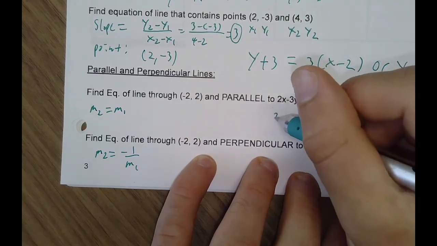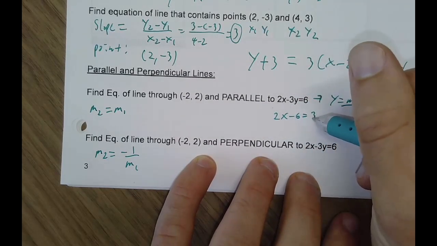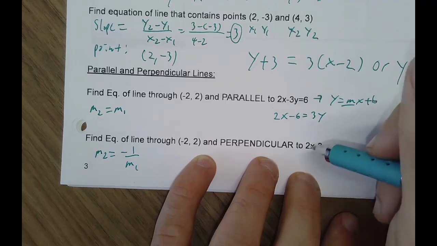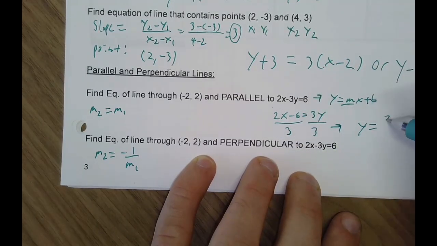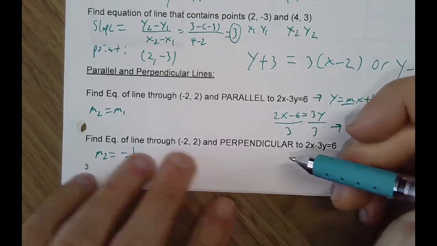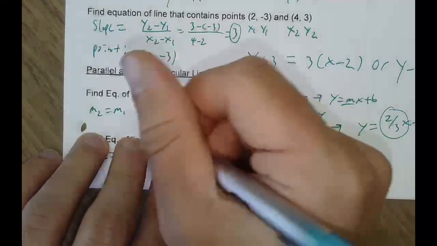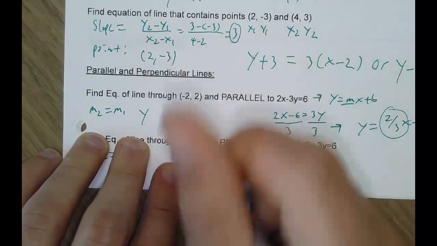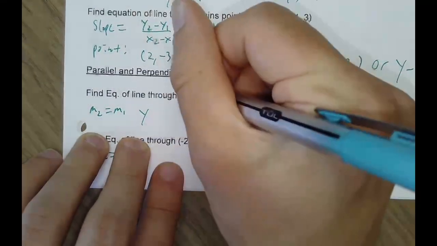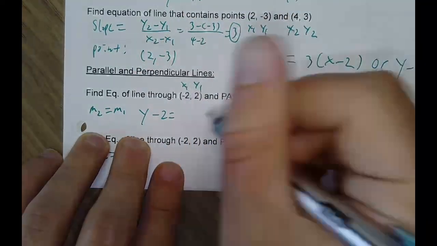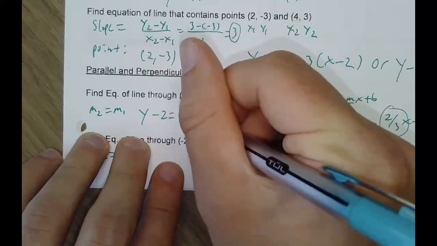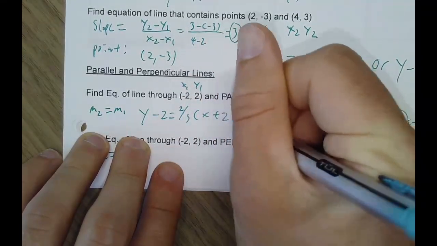So let's just rearrange. We're going to have 2x minus 6 equals 3y, right? I added 3y, I subtracted 6, and then we divide everything by 3. You have y equals 2/3 x minus 2. So my slope is 2/3. So that means for this equation, it's going to be y, and I have my point already right here, right? This is my x1, this is my y1. y minus 2 equals 2/3 times x plus 2.